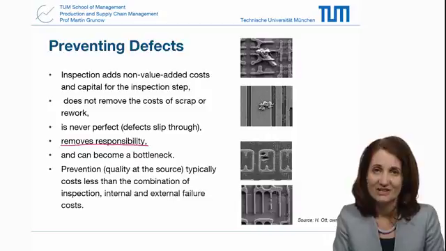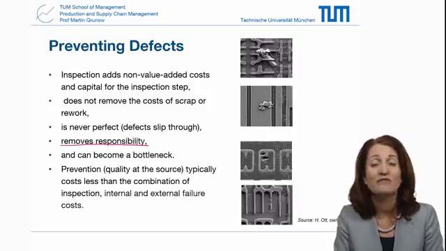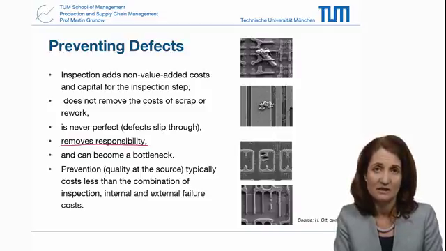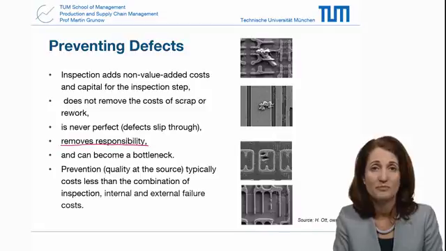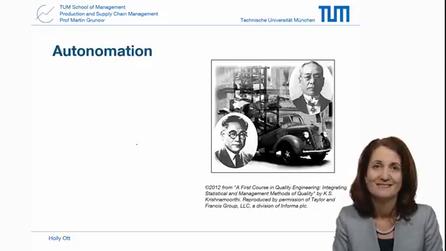Better is prevention, quality at the source. And prevention typically costs less than the combination of inspection, internal and external failure costs. Now, how can we achieve this? One of the most well-known tools of lean production are the built-in tests that signal problems automatically and immediately. And this brings us to the topic of automation.